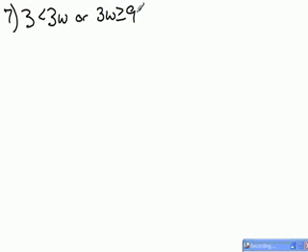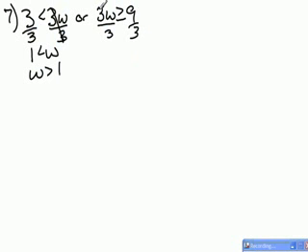Number 7. We have 3 is less than 3w, or 3w is greater than or equal to 9. So we want to get w by itself, so I would divide by 3 to get rid of the times 3. That gives me 1 is less than w. Rewrite it so the variable is on the left. Divide by 3 here. W is greater than or equal to 3.